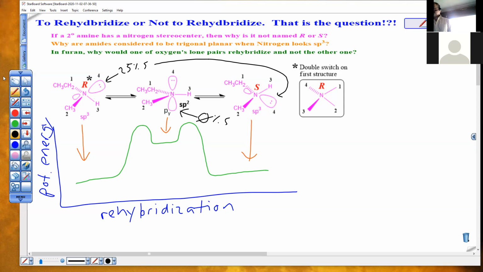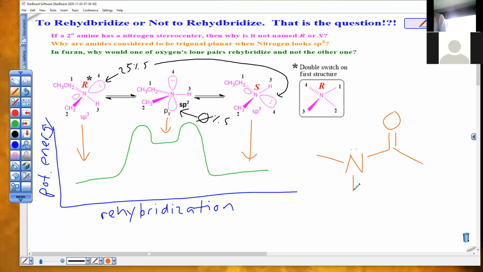And then we have another question up here. Why are amides considered to be trigonal planar when the nitrogen is sp3? It looks sp3. We'll answer that one in orange. This is a very common discussion for things like amino acids, and we'll just do it like this to keep it generic.